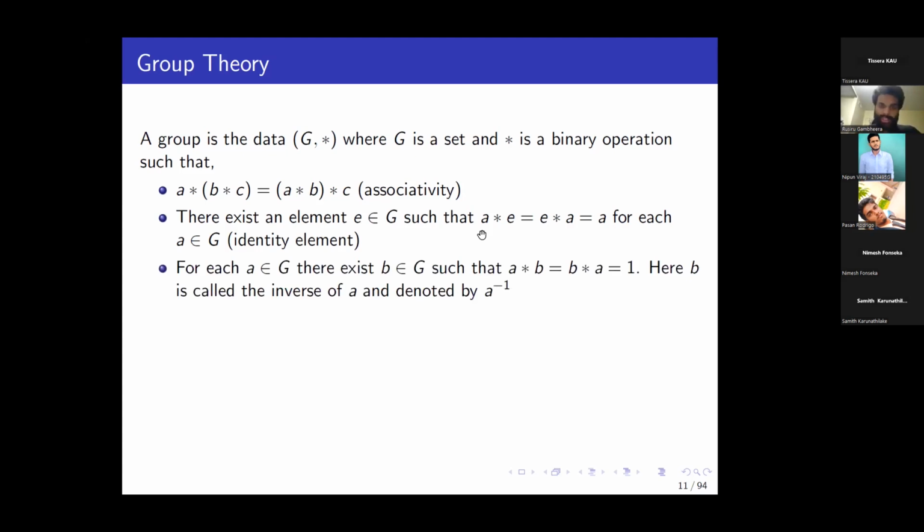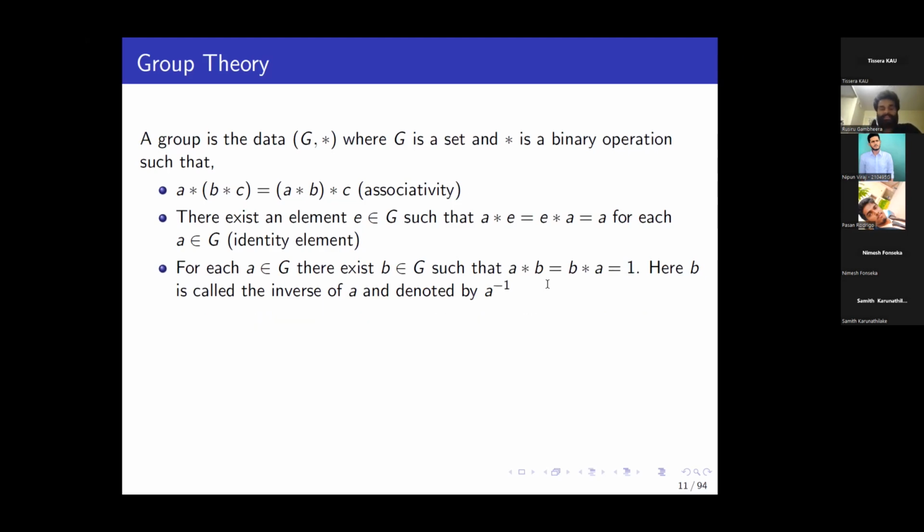And we should also need an inverse element for any element A. So if you have any element A, there should be an inverse element, which means an element B such that A star B and B star A is 1. I think it's a typo, but not at the same time. By 1, I mean the identity element E. Okay. And we denote it by A inverse.